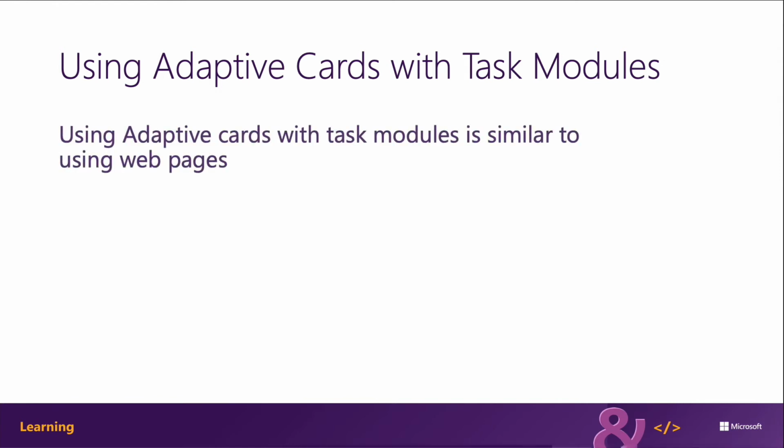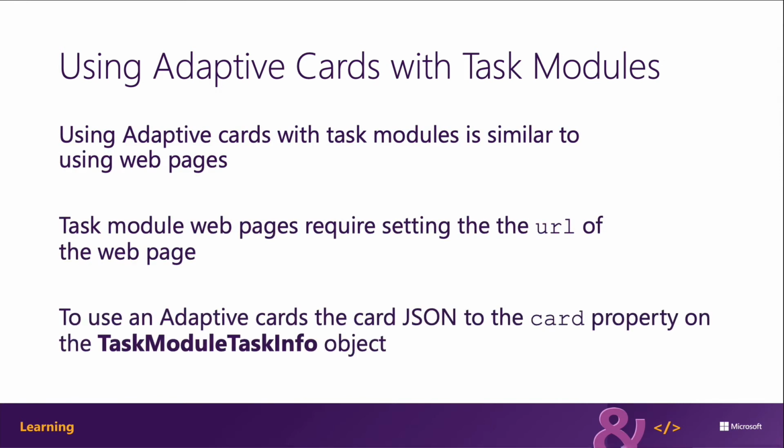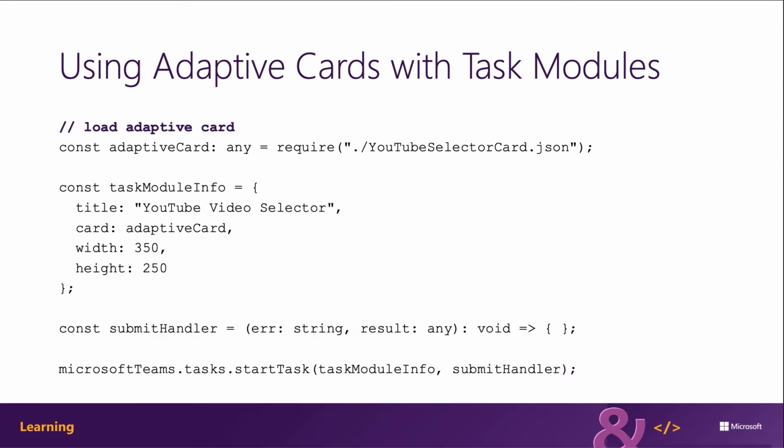Using adaptive cards and task modules follows almost all the same rules as an HTML-based task module. You're still going to be working with the task module info object. The only real difference is how you create the task module. So if you recall, the task module is invoked by passing a populated instance of the task info object into the start task method. For an HTML-based task module, you set the address of the web page loaded in the task module in the taskinfo.url property. When using an adaptive card, you assign the JSON of the card to the taskinfo.card property.